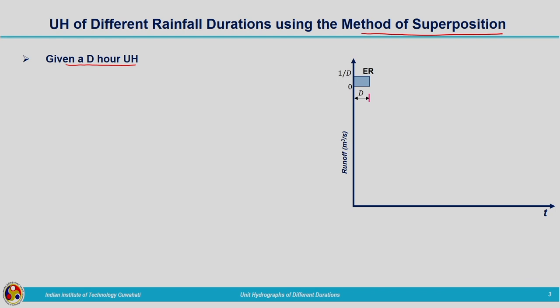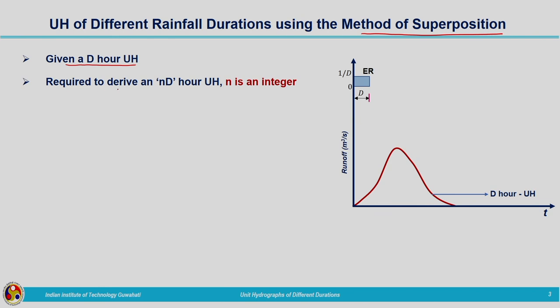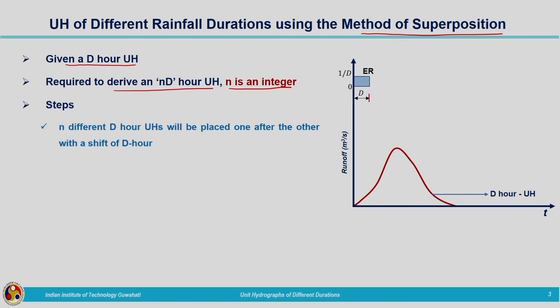That is, 1 centimeter of rainfall is uniformly occurring on the catchment for a duration of D hours. So, the intensity will be 1 by D centimeters per hour. It will be producing a unit hydrograph, which can be represented by this. This is the DR unit hydrograph. We need to derive the ND hour unit hydrograph. N is an integer. Let us look into the different steps involved in this.